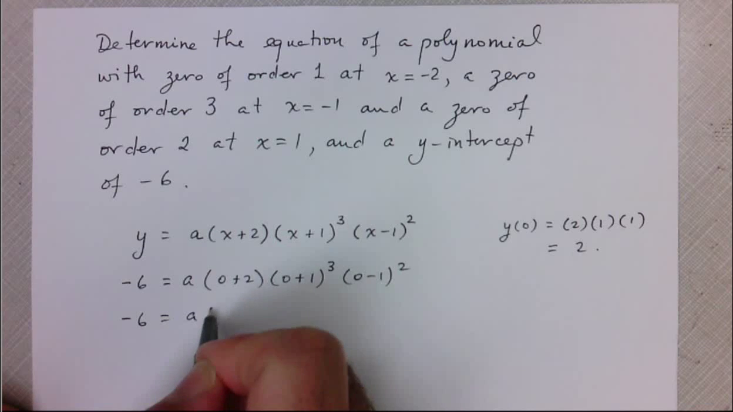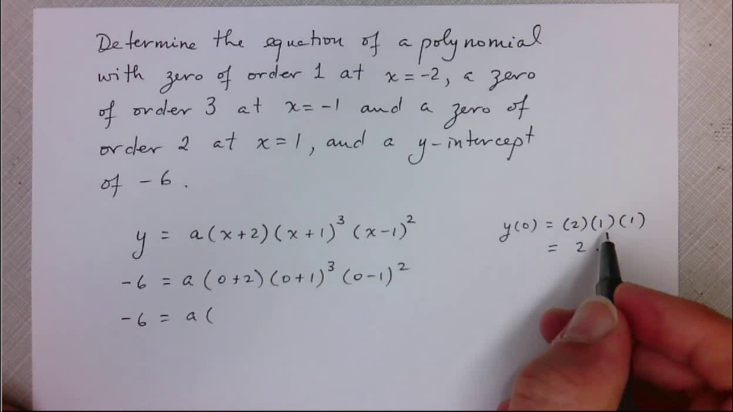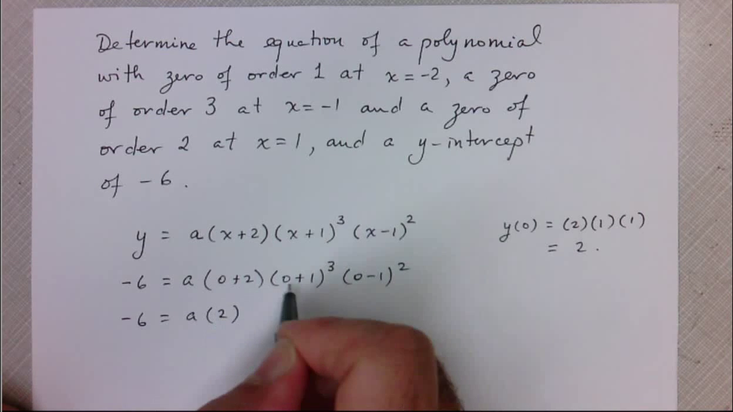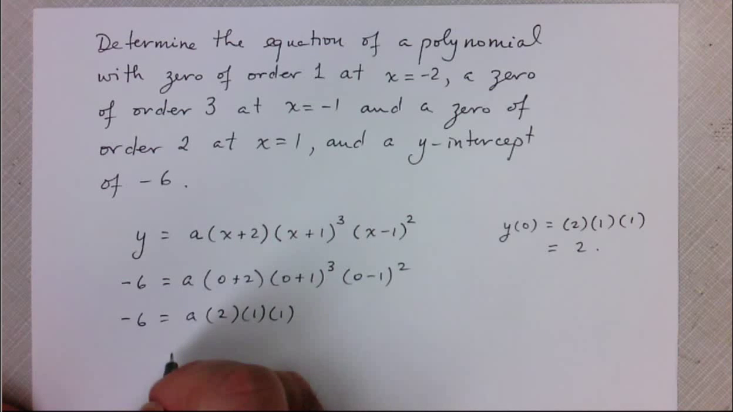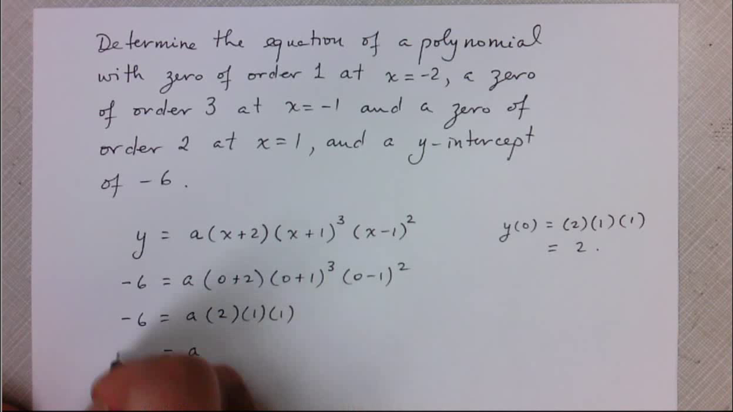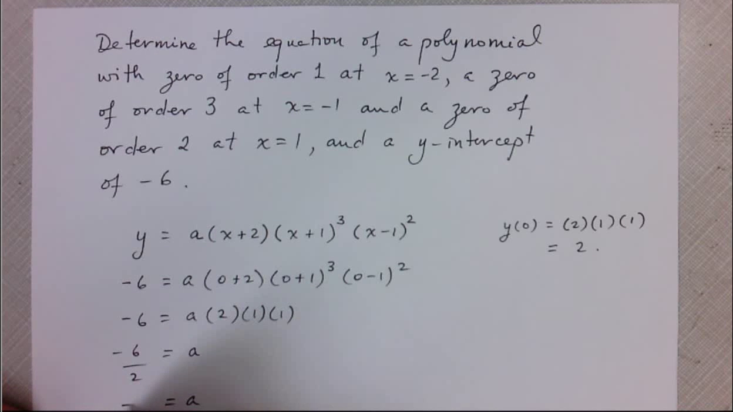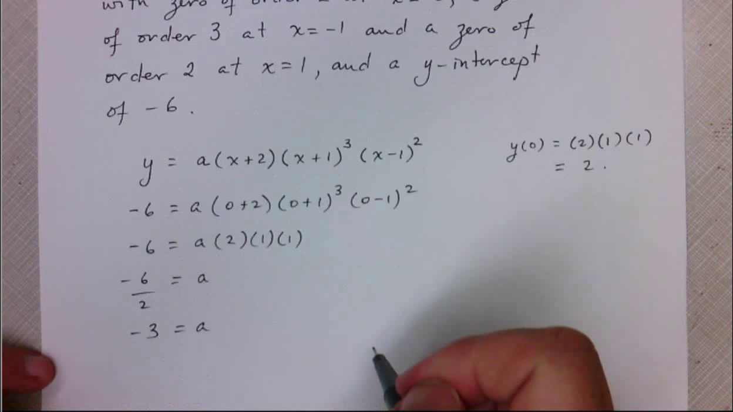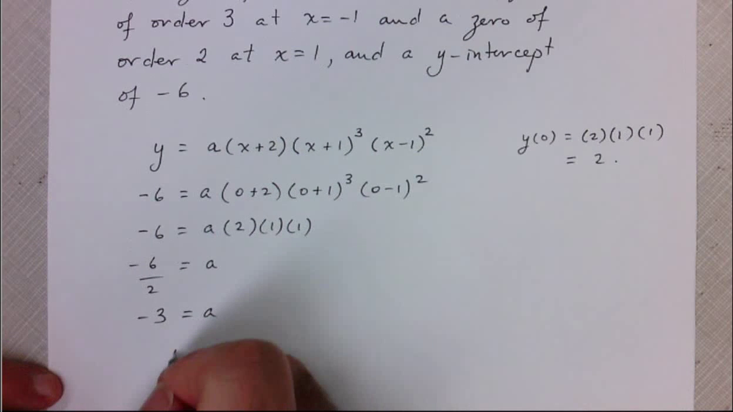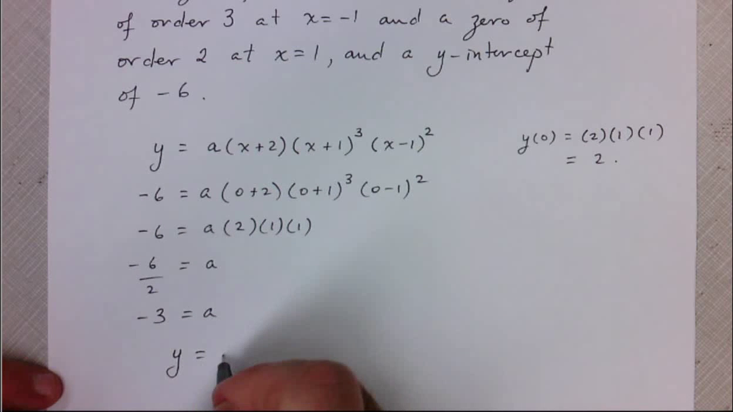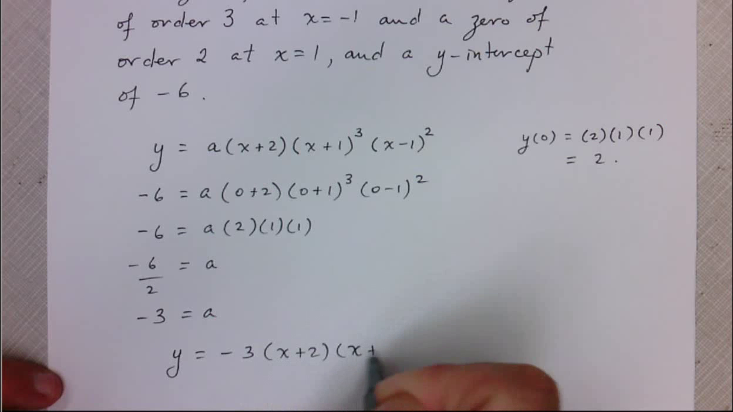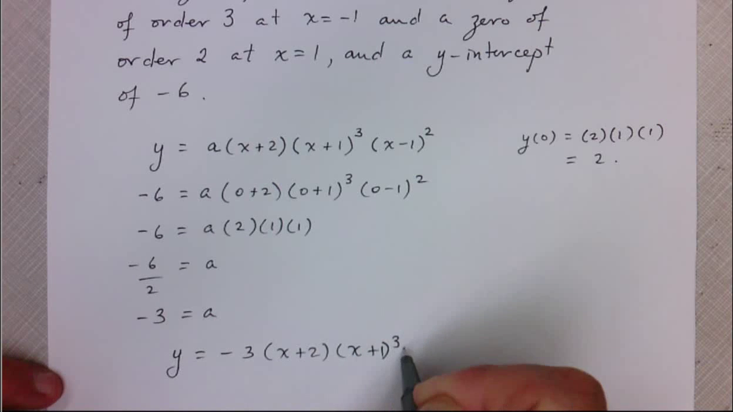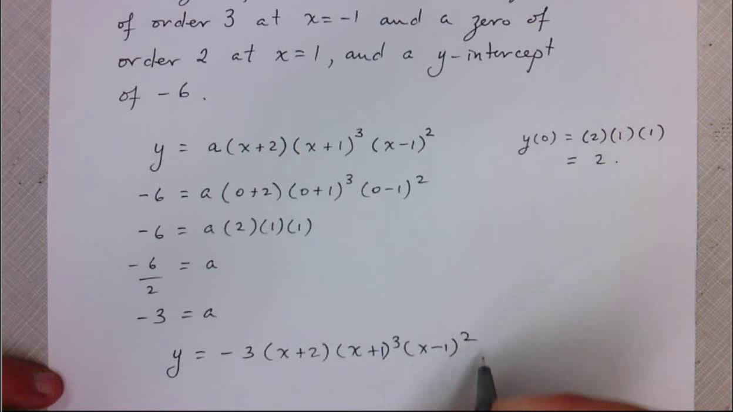So let's do that. -6 equals a times, and we already did this work, we know this is going to be 2. 1 cubed is 1. -1 squared is also 1. And so here we can solve -6 divided by 2, and so a needs to be equal to -3. So the function which satisfies all the conditions given is the function -3 times x plus 2 times x plus 1 cubed times x minus 1 squared.